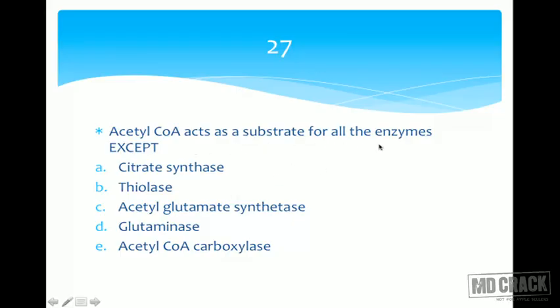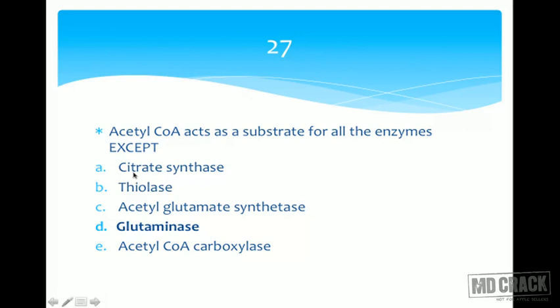Acetyl-CoA acts as a substrate for all the enzymes except: citrate synthase, thiolase, acetylglutamate synthetase, glutaminase, acetyl-CoA carboxylase. So your answer would have been glutaminase. Now, where is it acting?